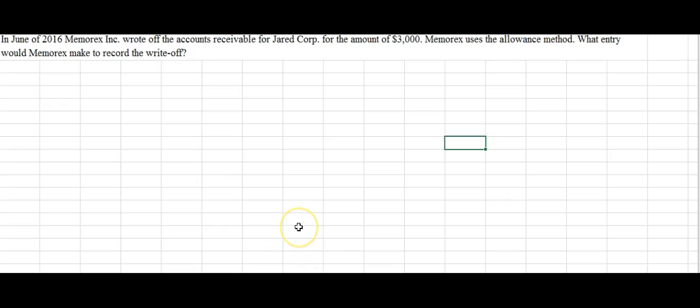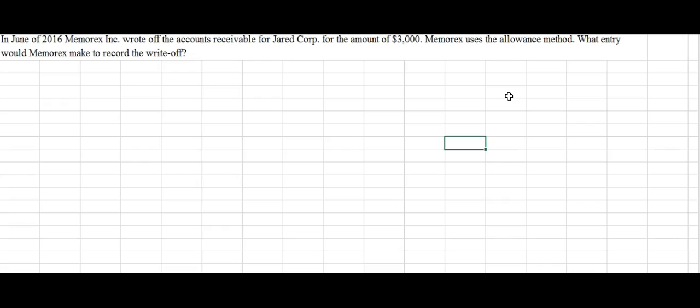Okay, let's do the last one. Last one, and this should cover an enormous amount of examples that are going to be for the test. It says in June 16, Memorex wrote off accounts receivable for Jarrett Corporation for $3,000. Memorex uses the allowance method. What entry should Memorex make to record the write-off? So what entry should they do to record the write-off?